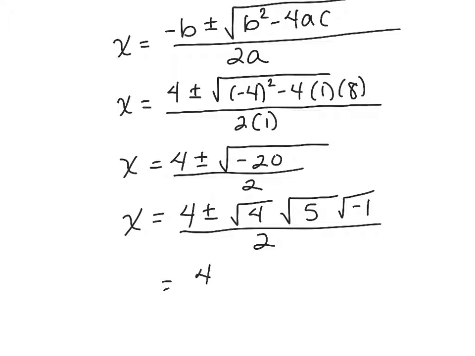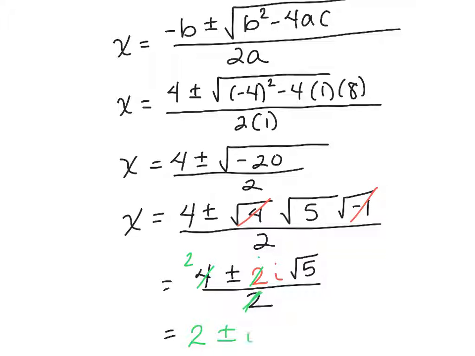So I end up with 4 plus or minus the square root of 4 is 2. So that gives me a 2. The square root of negative 1 is an i. And the square root of 5 just remains the square root of 5, all divided by 2. We can simplify further because 2 goes into 4 twice and 2 goes into 2 once. So that leaves us with 2 plus or minus i square root of 5.